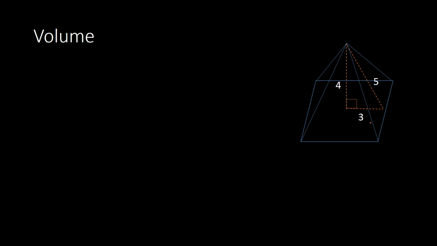Now the volume of a pyramid is related to the volume of a prism, where if you can imagine a prism with this exact base and this exact height, then the volume of this pyramid would be 1/3 of that volume. So the volume of a prism was area of the base times the height. The volume of a pyramid is 1/3 of that. So 1/3 area of the base times the height.